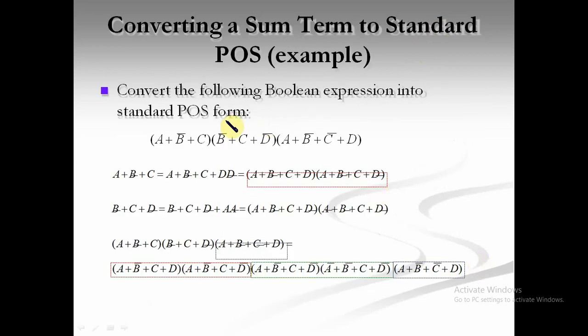This is one example Boolean expression in POS form: (a plus b bar plus c), (b bar plus c plus d bar), and the third bracket. Again, you have to identify the missing terms. In SOP form we take d or d bar as the missing term. But here the plus sign means the opposite, so whatever the missing terms are, you take them as a product term, that is d d bar.